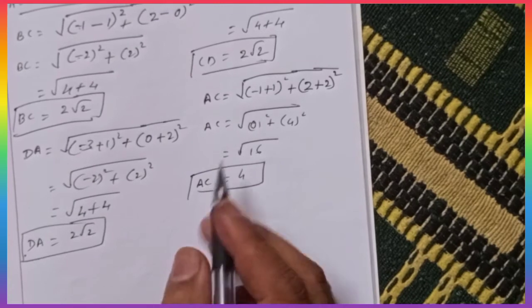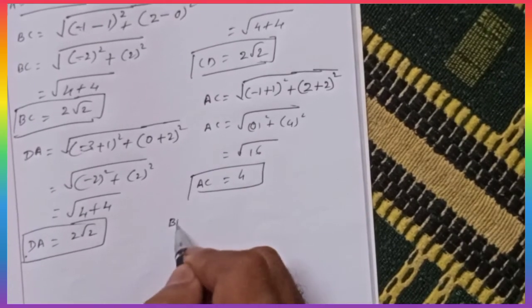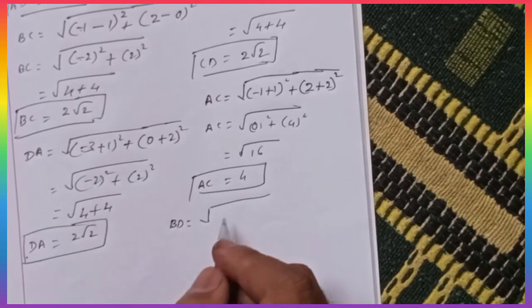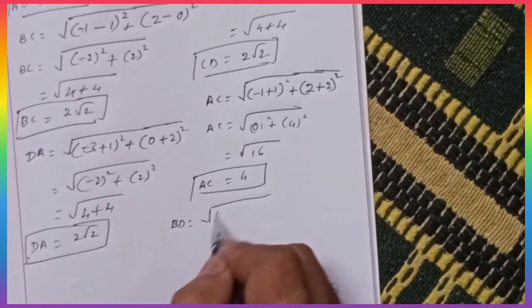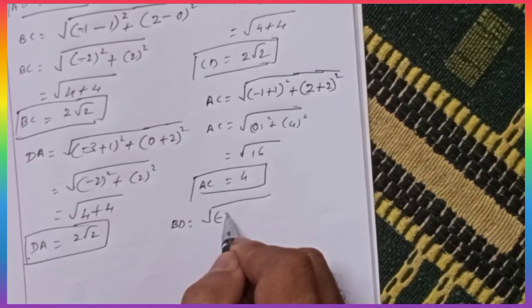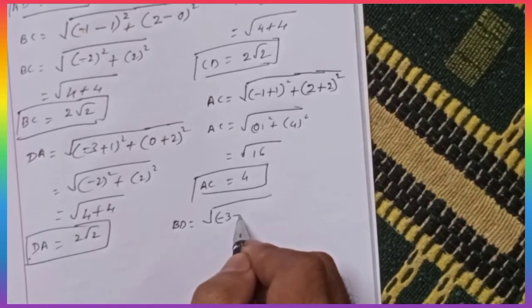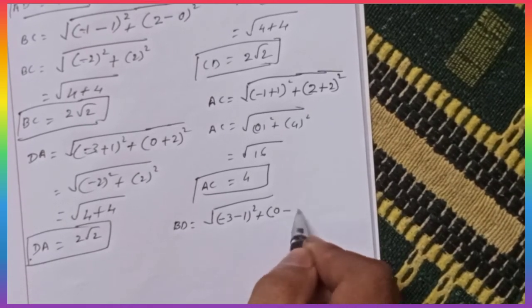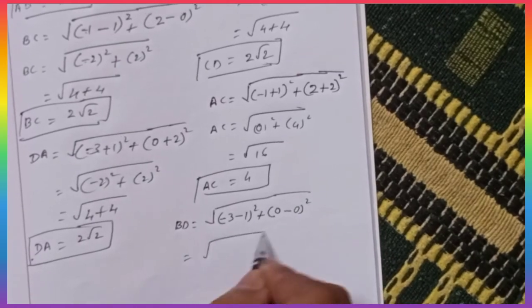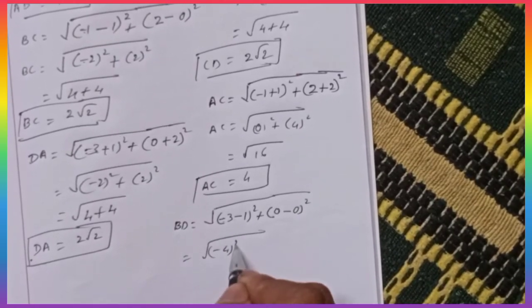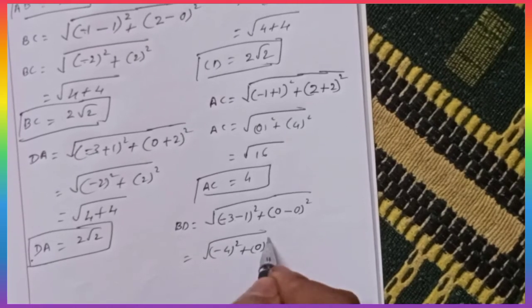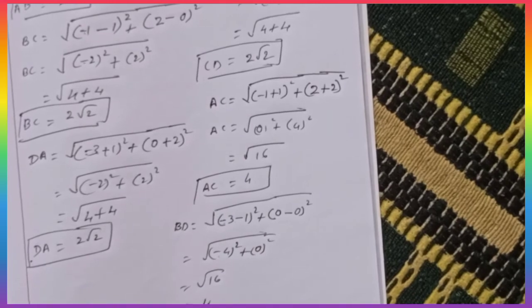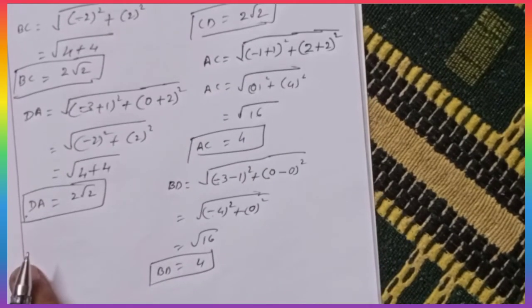Clear? Similarly, the other diagonal is BD. The coordinate points of B are x1, y1 and D are x2, y2. So x2 is minus 3 minus x1 is 1, whole square, plus y2 is 0 minus y1 is also 0, whole square. So it is minus 3 minus 1 is minus 4 whole square, plus 0 minus 0 is 0 square. Okay, minus 4 square is root 16, root 16 means 4. So BD is also equal. So the diagonals are also equal here.